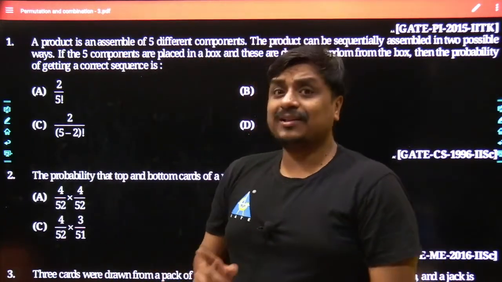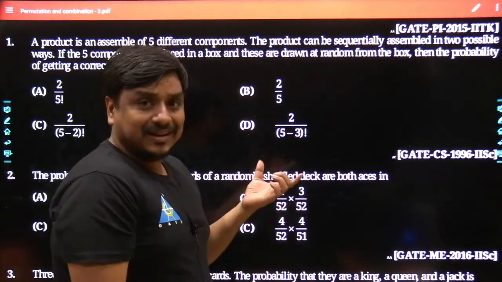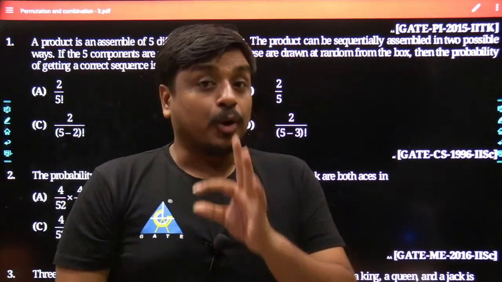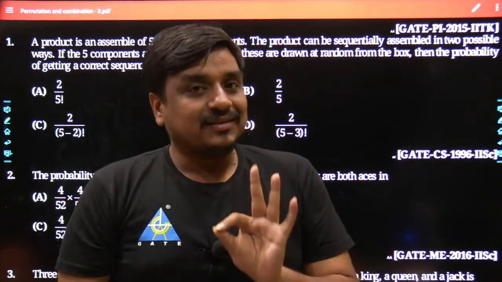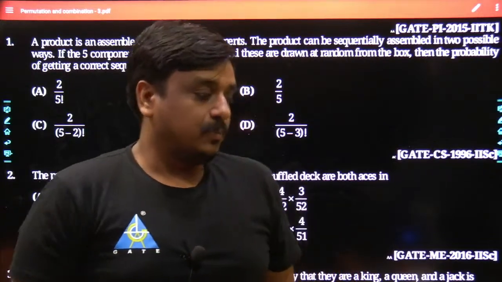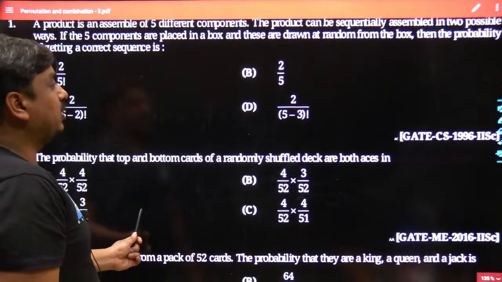We are going to take 7 different kinds of problems which have appeared in different GATE examinations, and all of the questions are based on the concept of probability, specifically permutation and combination. So I can say it would be my last class based on the concept of permutation and combination. You can see all of the questions are clearly visible on your digital board.